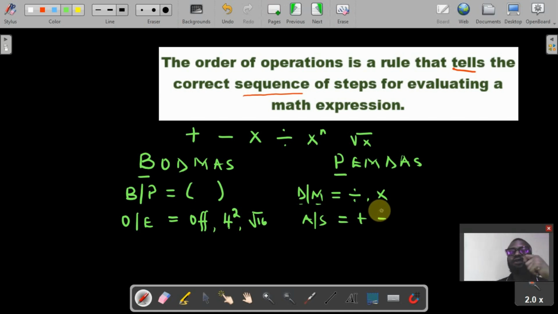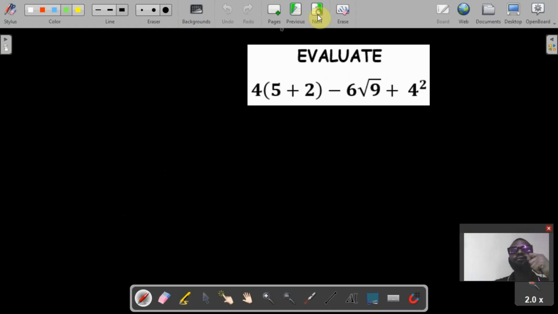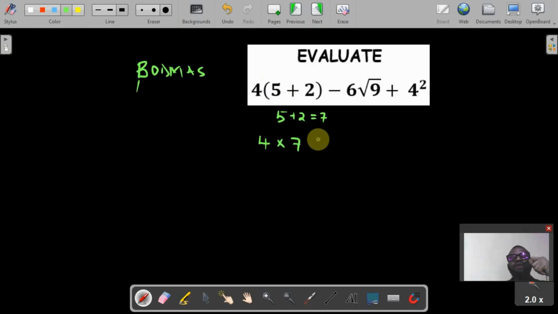Now let's look at a question. Evaluate 4 into 5 plus 2 minus 6 square root of 9 plus 4 square. According to BODMAS, you handle the bracket first. The bracket here is the 5 plus the 2, and this will give us 7. And the sign outside means multiplication, so this means 4 times 7. Then we are done with the bracket.